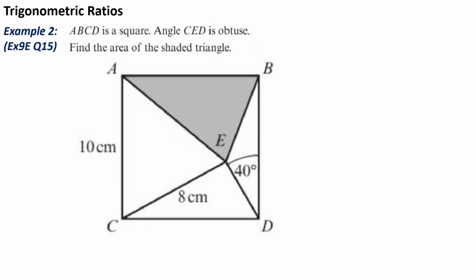Here's another problem. ABCD is a square. Angle CED is obtuse. Find the area of the shaded triangle. This is another classic example where we have to do quite a bit of work to find our way from the information given to the information that we're asked for. I'd encourage you to stop and work through this once I've talked through the general pattern.